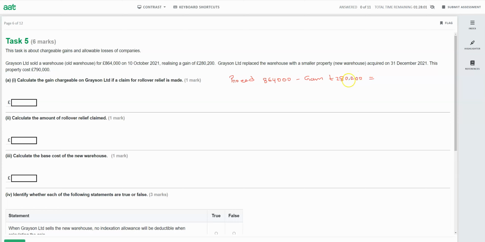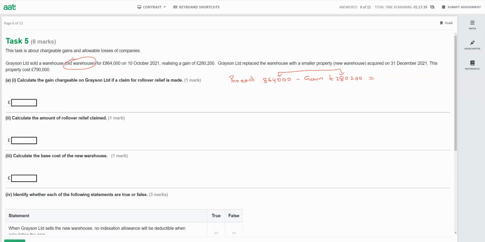Now we can see easily, if we find the difference between these two, the proceeds and the gain, that difference is the base cost for the old warehouse. Even though you don't need it, for the time being we understand that if we subtract the gain or the profit from the selling price, the difference we'll have will be the cost. So we say, okay, we understand that.